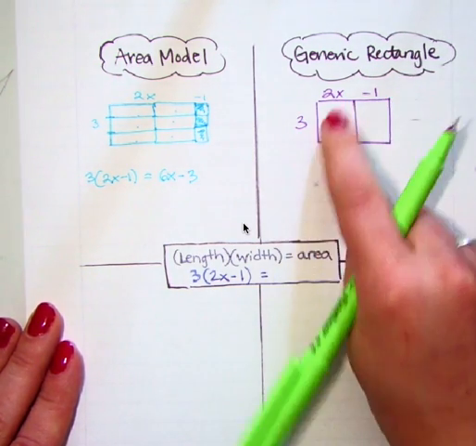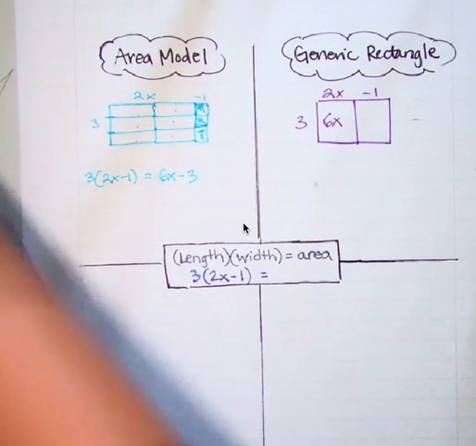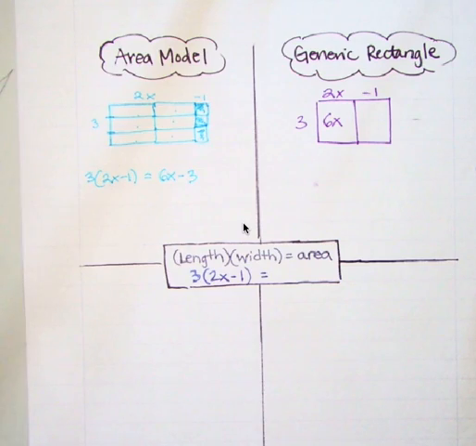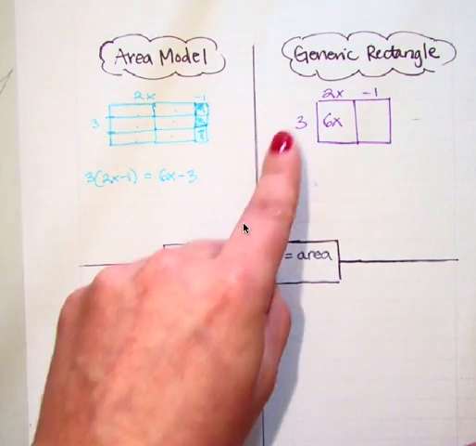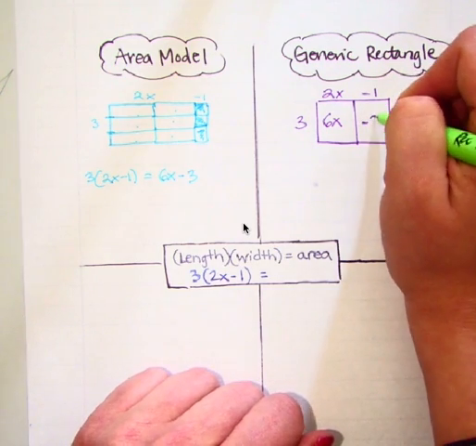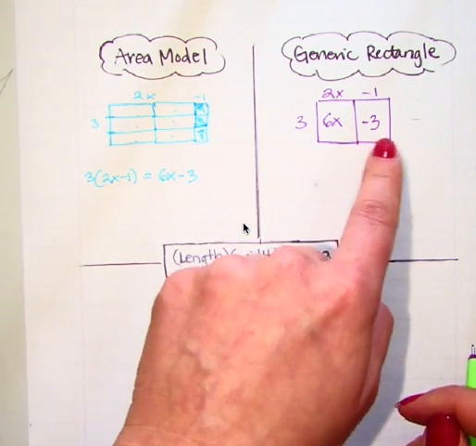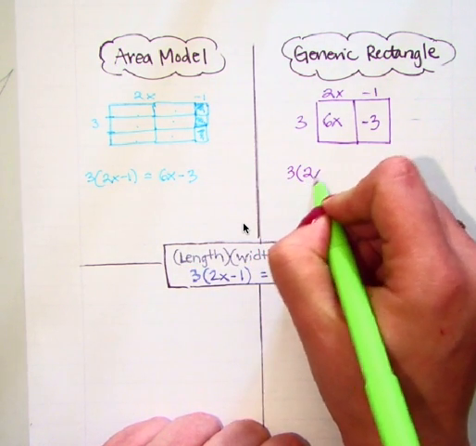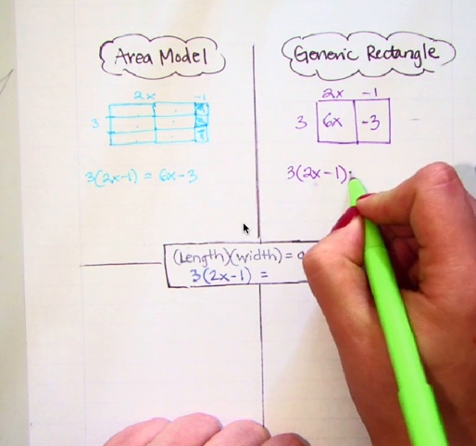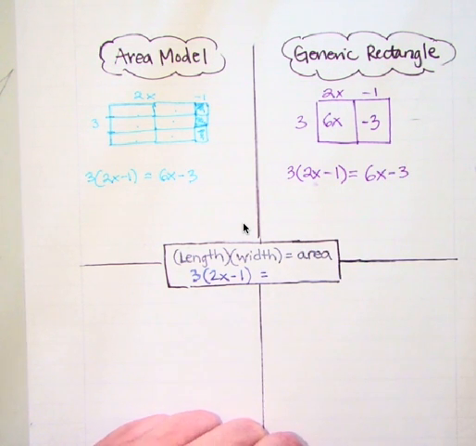So then you do 3 times 2x. Remember, we had 6 x's on our map. So instead of drawing out these 6 x's, we're just going to write 6x. And then 3 times negative 1 is negative 3. So instead of drawing out those tiles, we can just not do it to scale and say that is negative 3. The generic rectangle can be very helpful when you do not want to draw out all the little tile pieces, especially when you do something with bigger numbers.